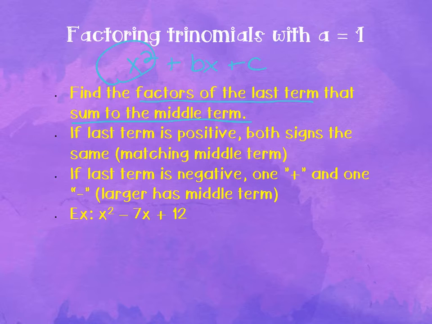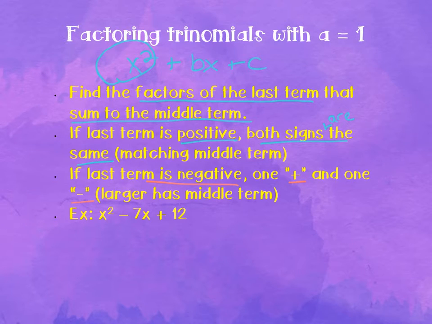Keep in mind that if the last term is positive, both signs have to be the same, and they would match the middle term. So if the middle term is minus, they're both going to be minus. If the middle term is plus, they're both going to be plus. If the last term is negative, think about how you get a product that is a negative number. One has to be a plus and one has to be a minus. The larger of the two numbers should match the middle term.